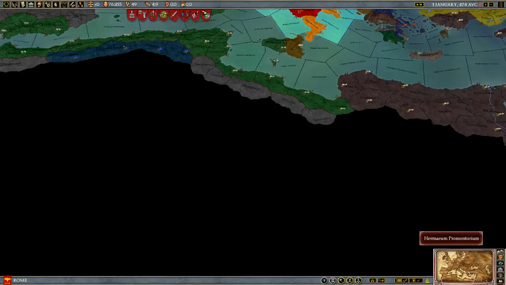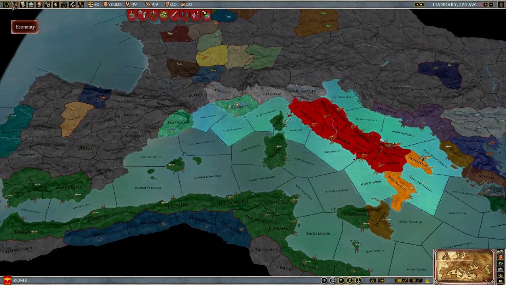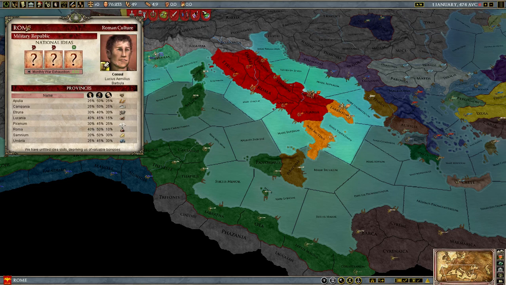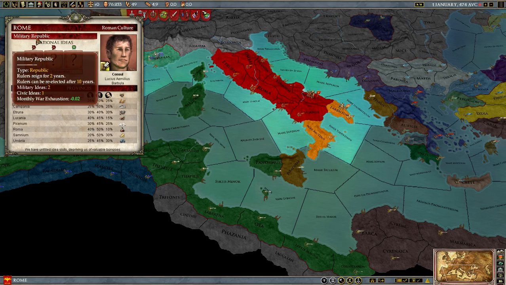We'll of course be playing on the political map mode. And up here we have the national overview. This is where you can see your country's name, Rome, your primary culture, Roman culture, your government type, in this case military republic, which is a republic, and shows you the laws of the republic. Rulers can reign for 2 years and be re-elected after 10.